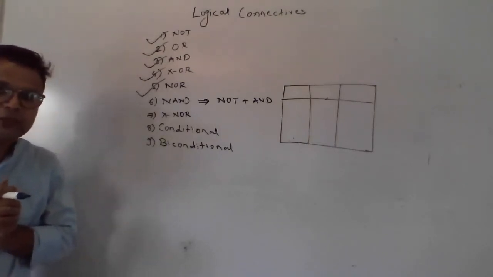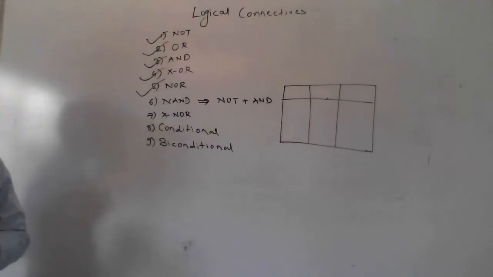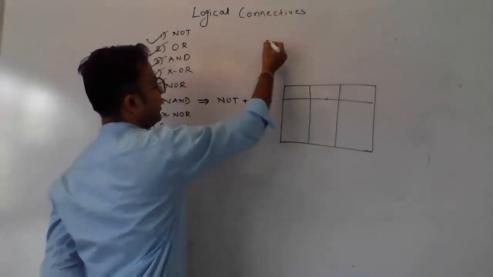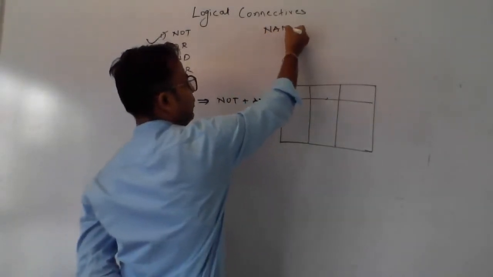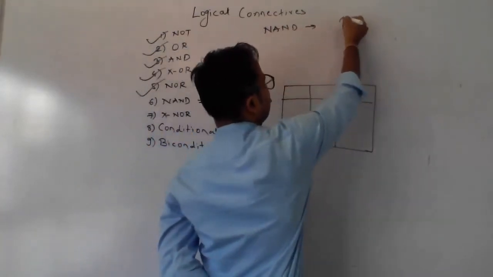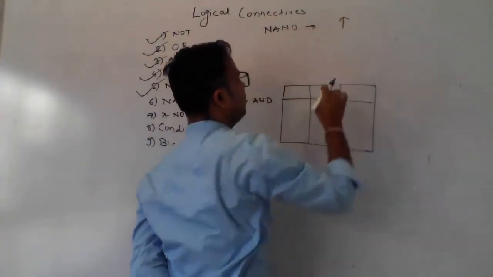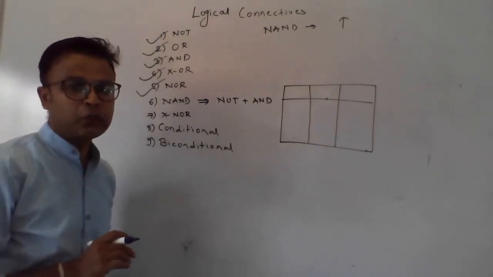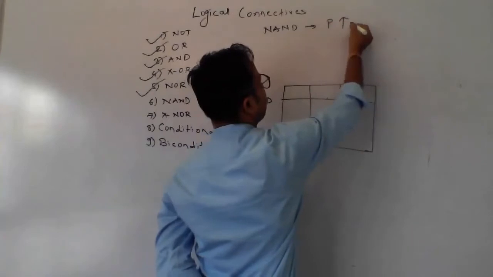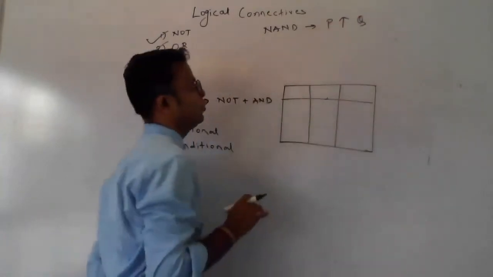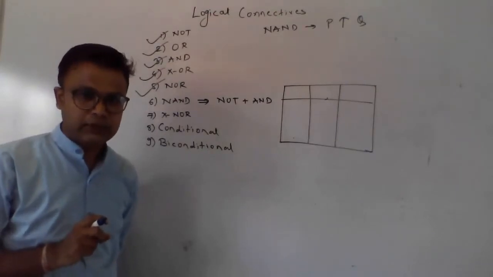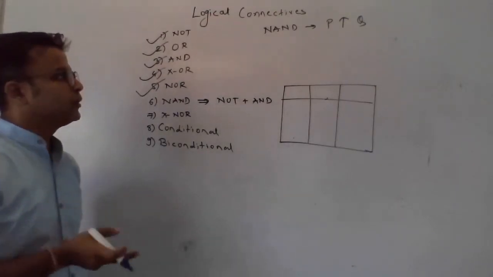So let us find out how NAND proceeds. The very first thing about NAND is that it is denoted by the upward arrow sign. The upward arrow is used to denote NAND. For example, if you have two statements P and Q, then the NAND of the two statements is denoted like P NAND Q. So this is what the notation for NAND is.